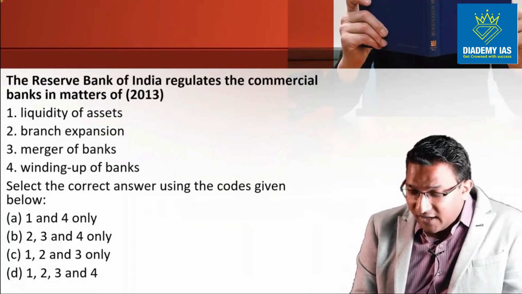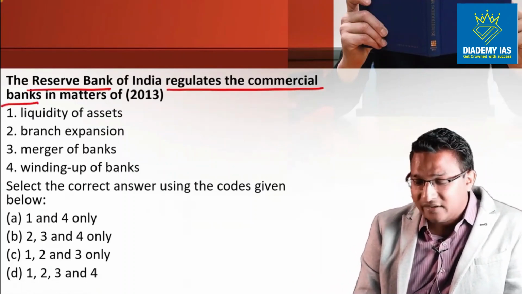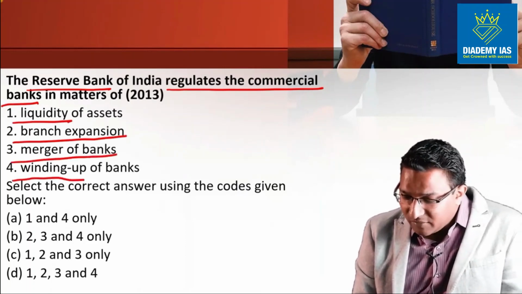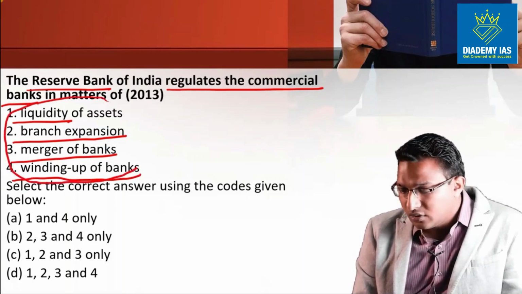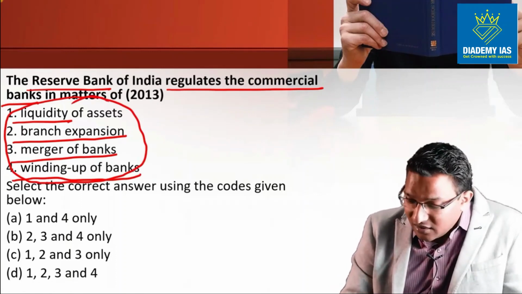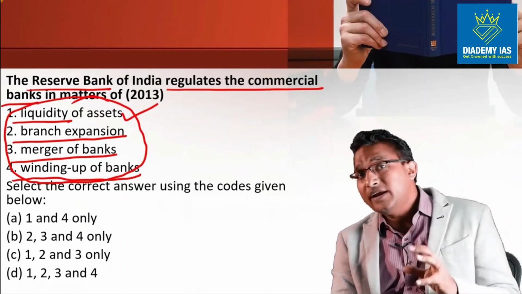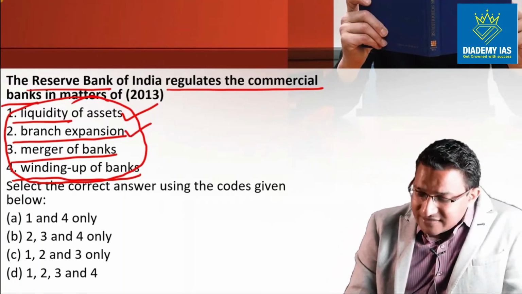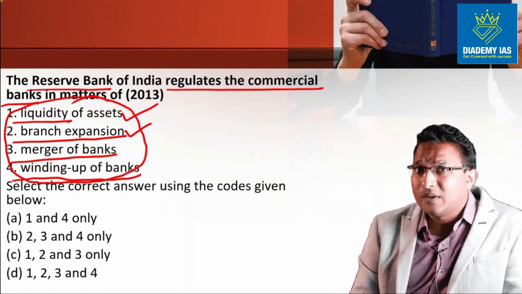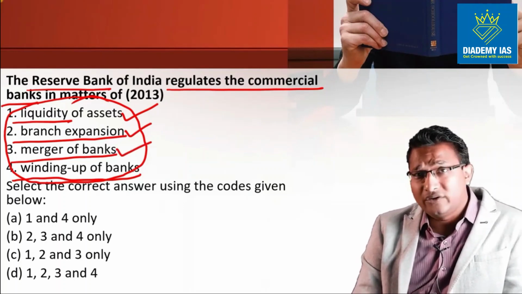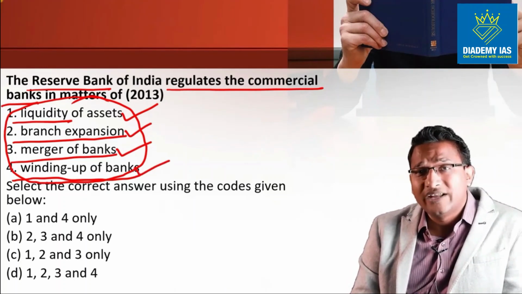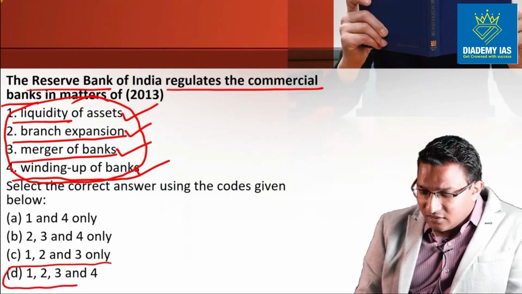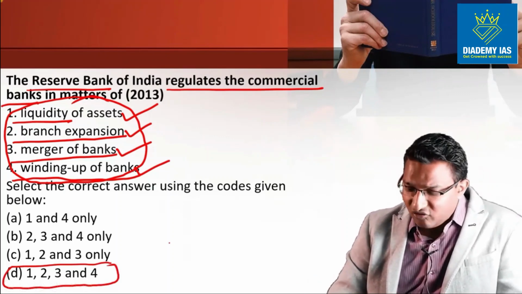Next question. The Reserve Bank of India regulates the commercial banks in the matters of: number one, liquidity of assets; number two, branch expansion; number three, merger of banks; and number four, winding up of the banks. I have not provided this information to you earlier, but through this question I want to provide it. Yes, liquidity of assets can be maintained with the help of the RBI. Banks can deposit their extra money with the RBI, or they can get a loan from the RBI, so that liquidity is managed. Banks have to get the permission of the RBI for expanding their branches. Merger of banks is also regulated by the RBI, and winding up of banks is also regulated by the RBI. Because the RBI is the regulator of the banking sector, all these functions fall within its jurisdiction. So the answer is option D, 1, 2, 3 and 4.